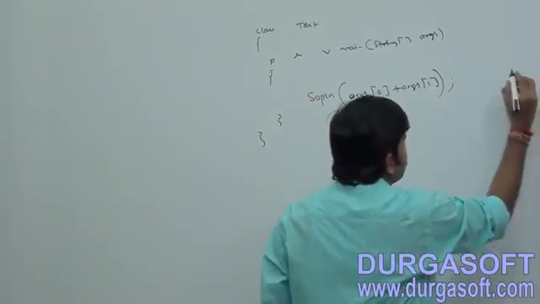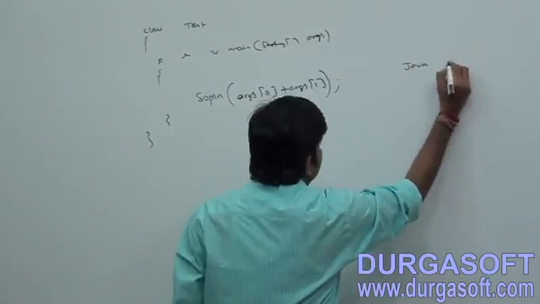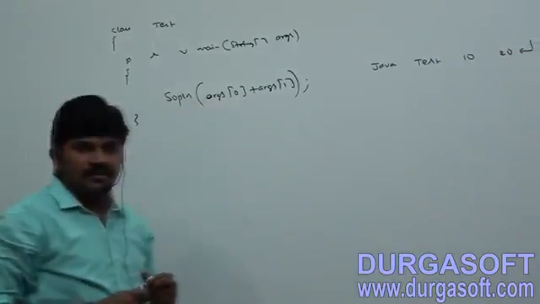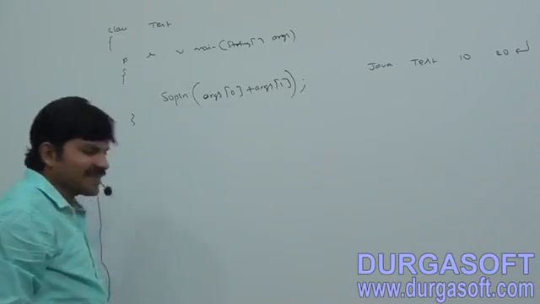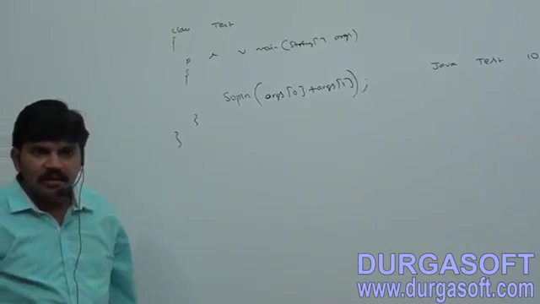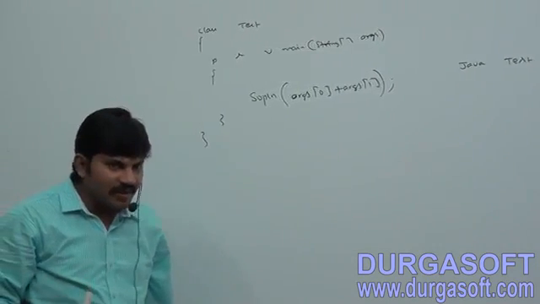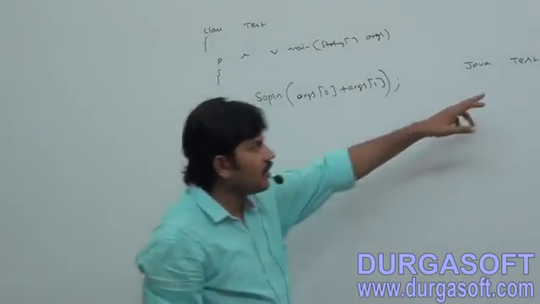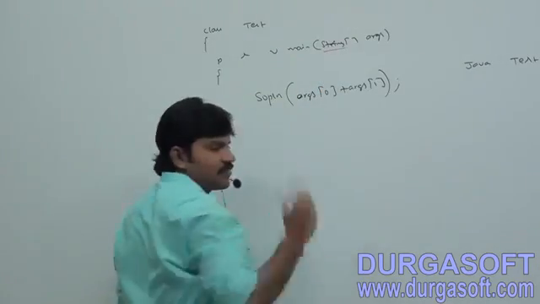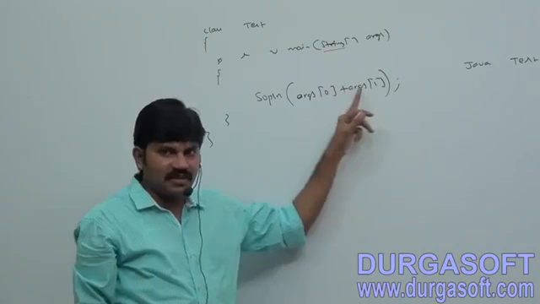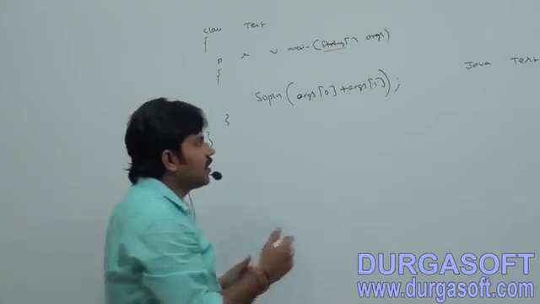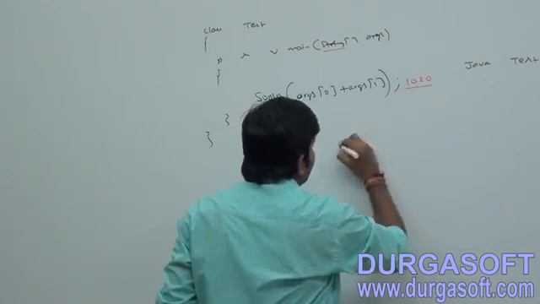Now the target is, if I run java test 10, 20, can you tell what the answer is? Args of 0 plus args of 1, 10 plus 20, what is the answer? 30 or 10, 20? Make sure command line arguments within the main method are available in string form. You are getting first string plus second string. Now this one will become what? Concatenation, not arithmetic addition. That's why the answer we are going to get is 10, 20, but not 30.